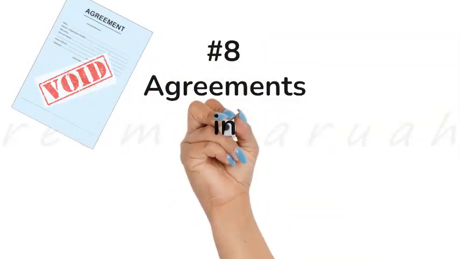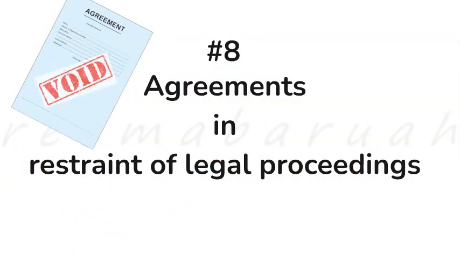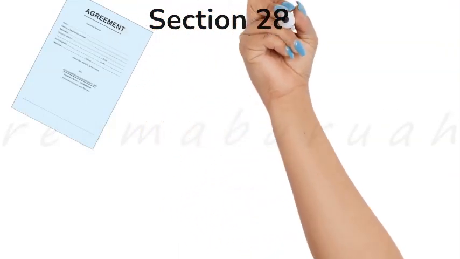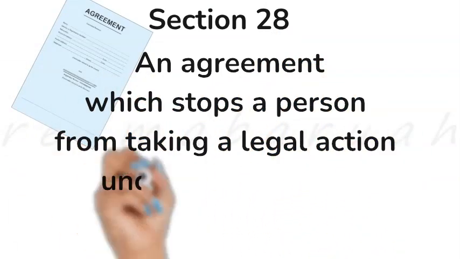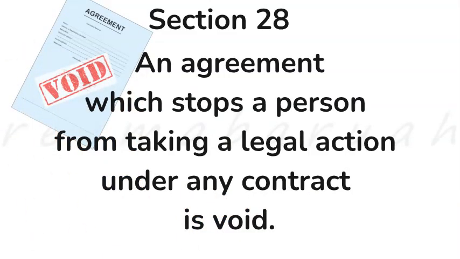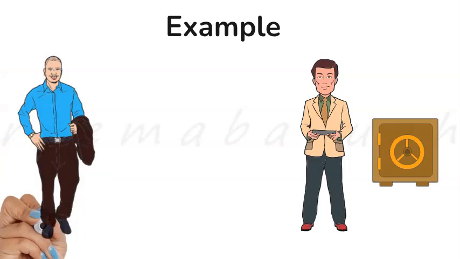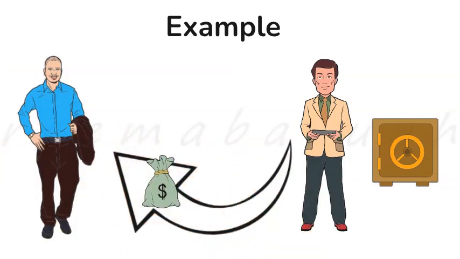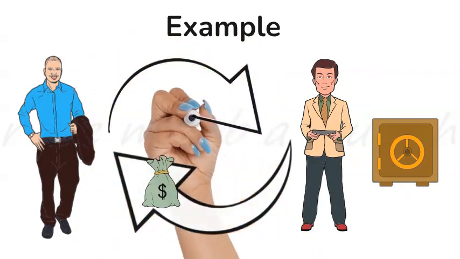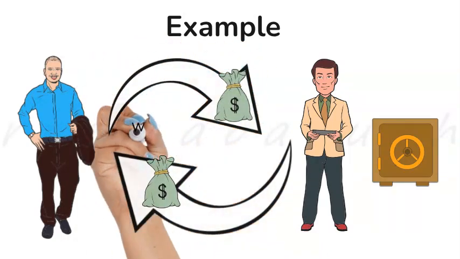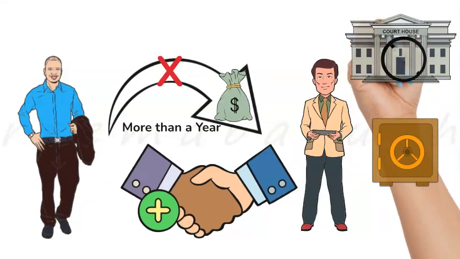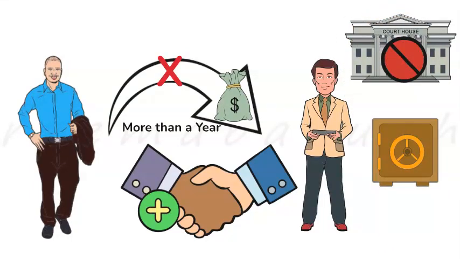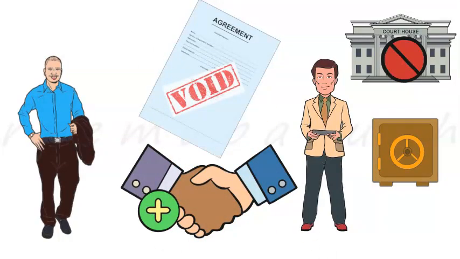Next, agreements in restraint of legal proceedings. Section 28 of the Indian Contract Act explains that an agreement which stops a person from taking a legal action under any contract is void. Example: Ashish borrowed rupees 2 lakhs from Vikas, a money lender. There is an agreement between these two parties that Ashish would repay the loan within 1 year, and if the amount was not repaid, Vikas would not take any legal action against him. This agreement is void because it restrains Vikas from enforcing his legal right.